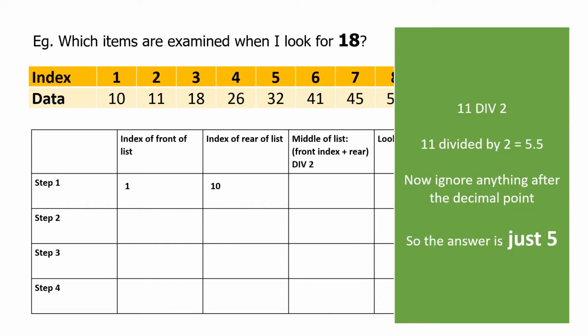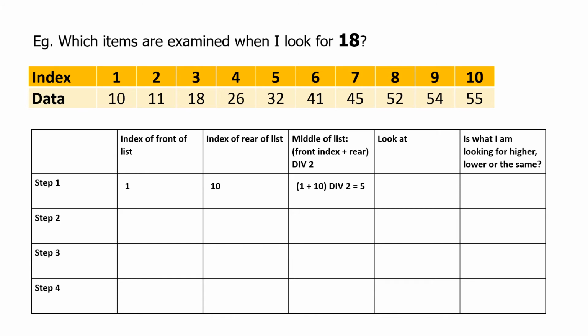So here we go. 1 and 10 is 11. 11 div 2 means 11 divided by 2, which is 5.5. Now ignore anything after the decimal point, so the answer is just 5. And we can see that here, so 1 plus 10 div 2 equals 5. So we're going to look at the index point 5 and write down in the next box what data we are looking at. So at number 5 we're looking at 32.